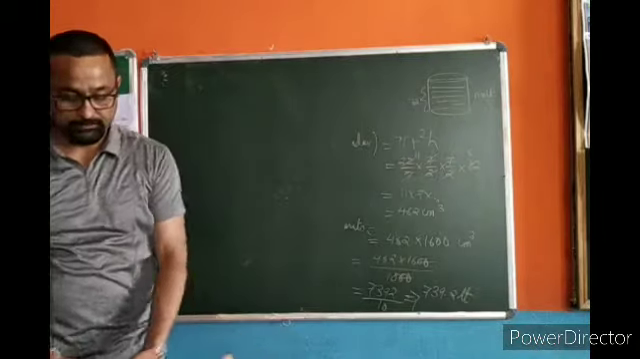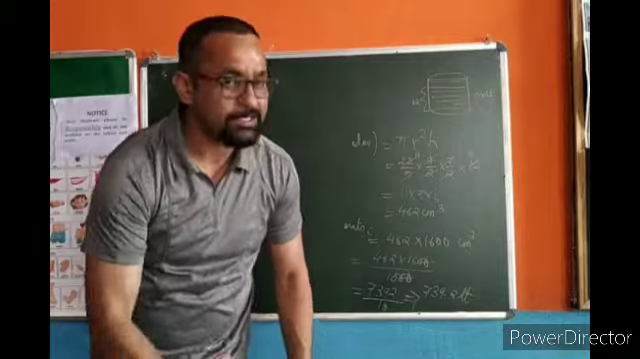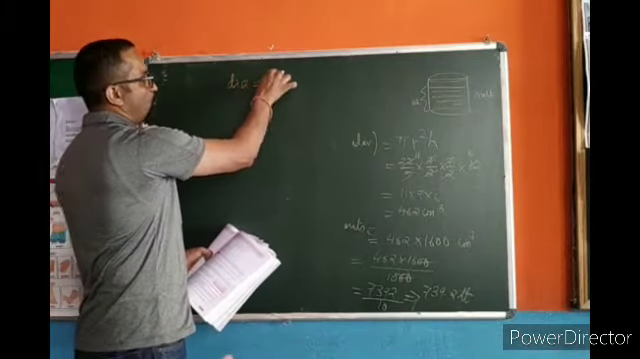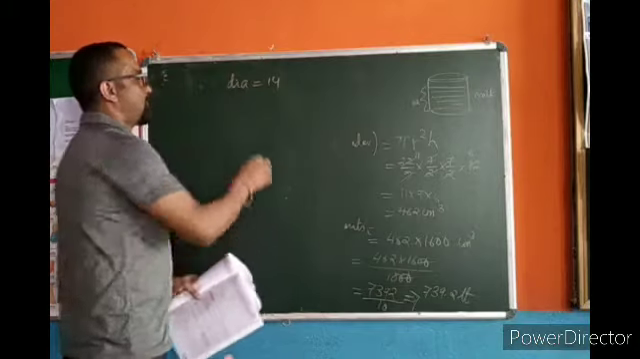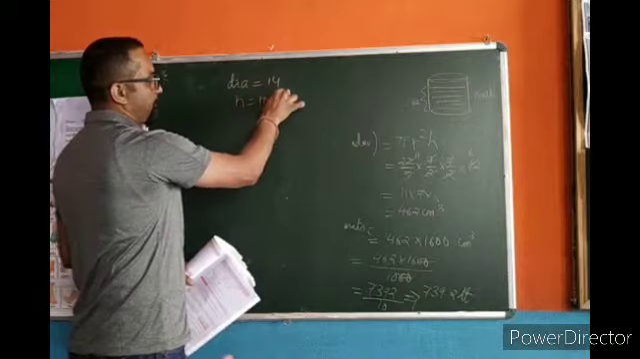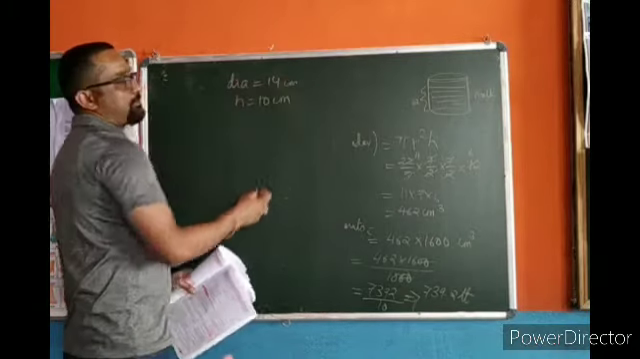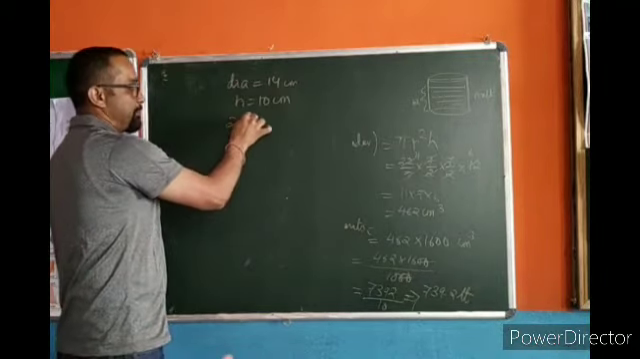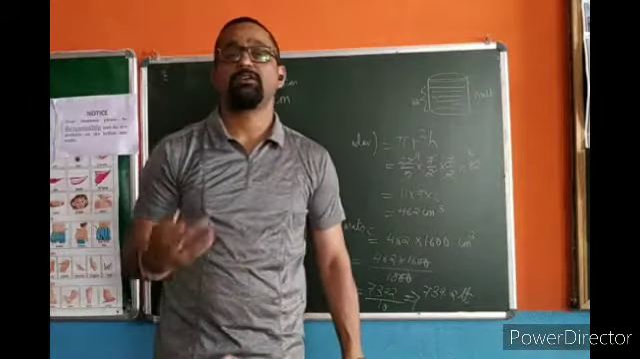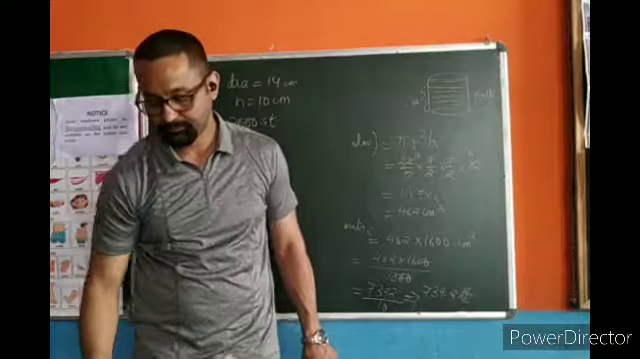1600 students. So you try the same question, change the value, take diameter as 40 and height of the milk in the glass as 10, and take 2500 students. Calculate yourself, change the values. That is how you practice.